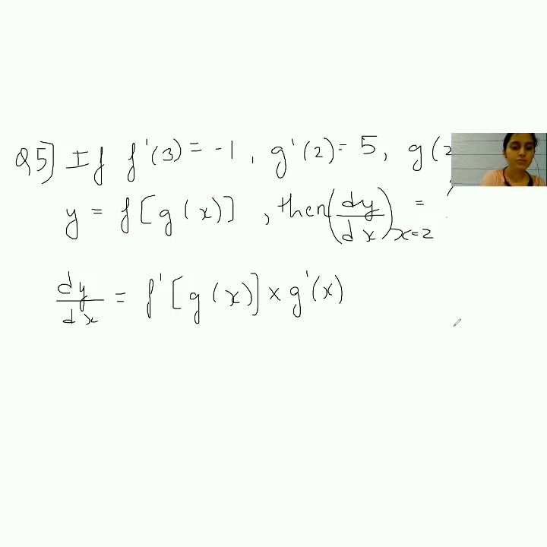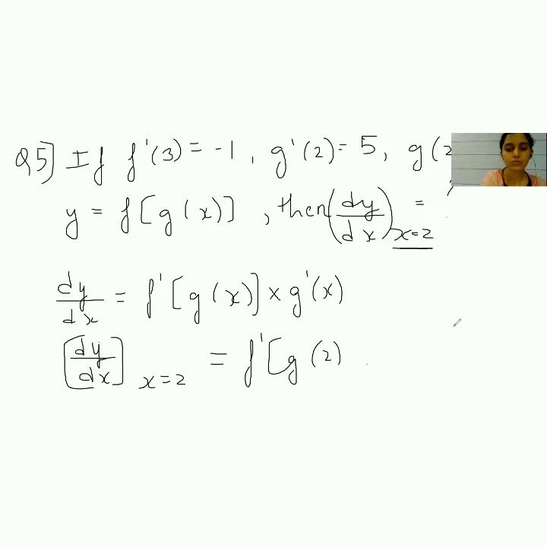Okay, so let's write down now, instead of x, we are going to put x equal to 2. So dy by dx, when x is equal to 2, is equal to f dash of g of 2 into g dash of 2.